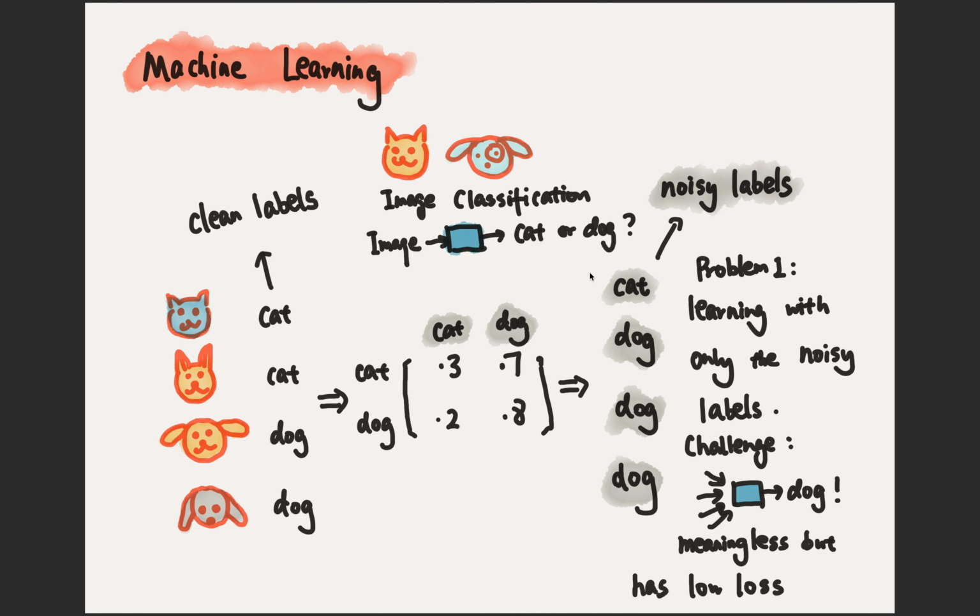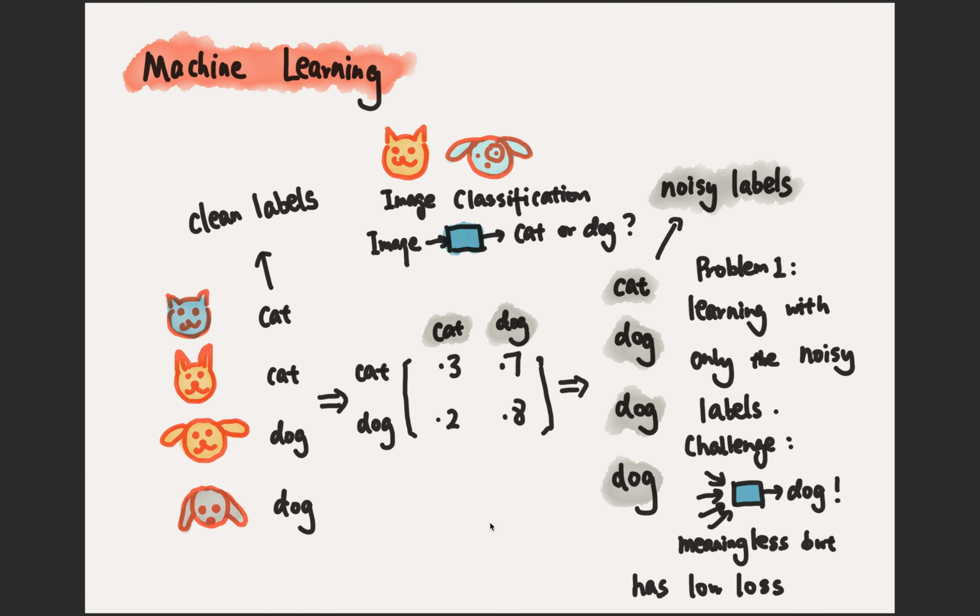And if we still use the traditional distance-based measure like cross entropy, the classifier will be trained to be biased to dog as well. Actually, a classifier that identifies all the images as dog will have low loss when we train with these biased noisy labels, but it is actually meaningless. So this is one major problem in this noisy label learning area.